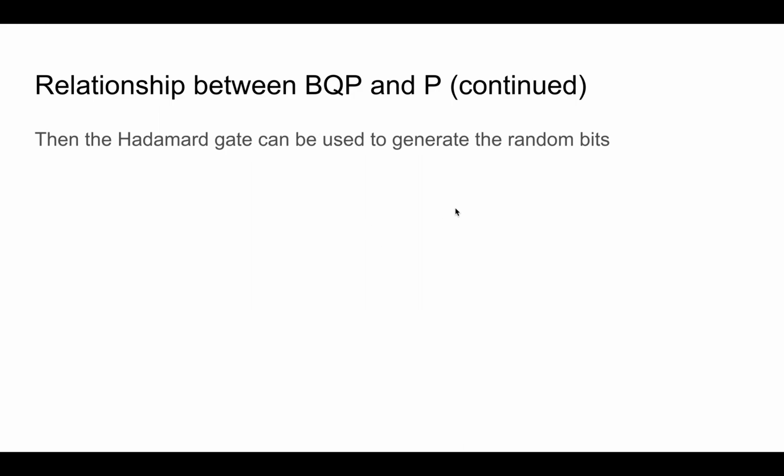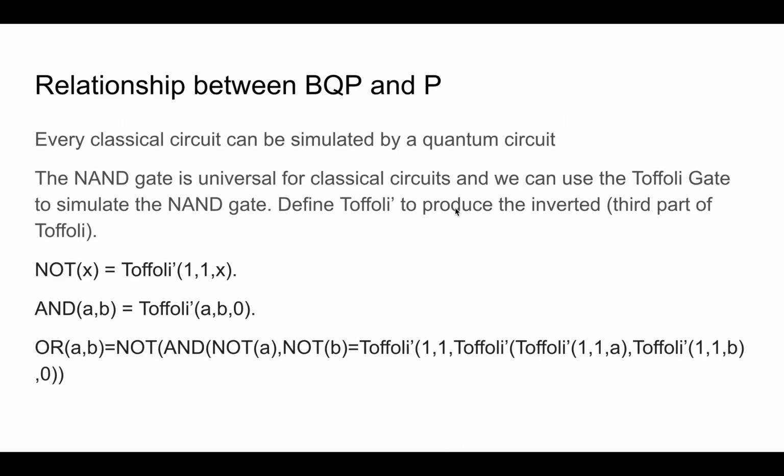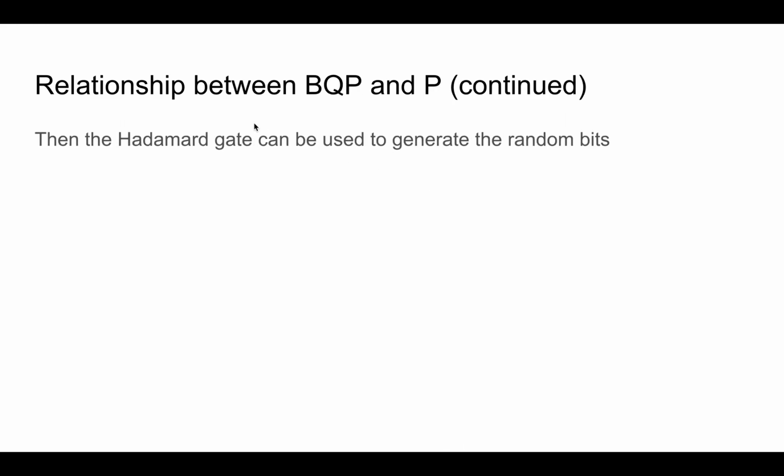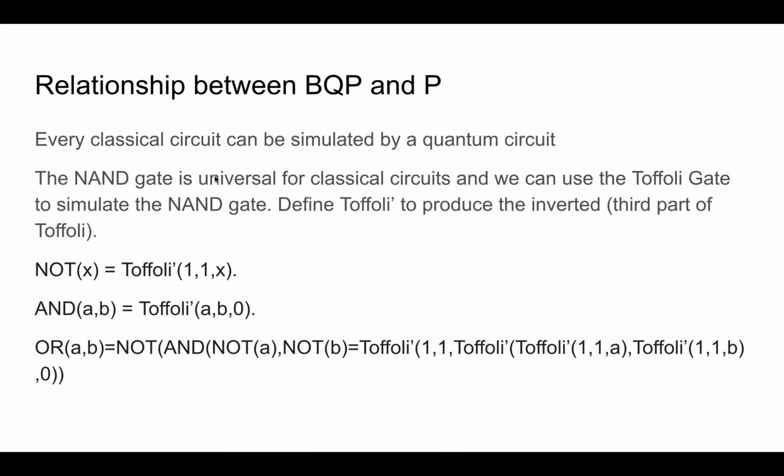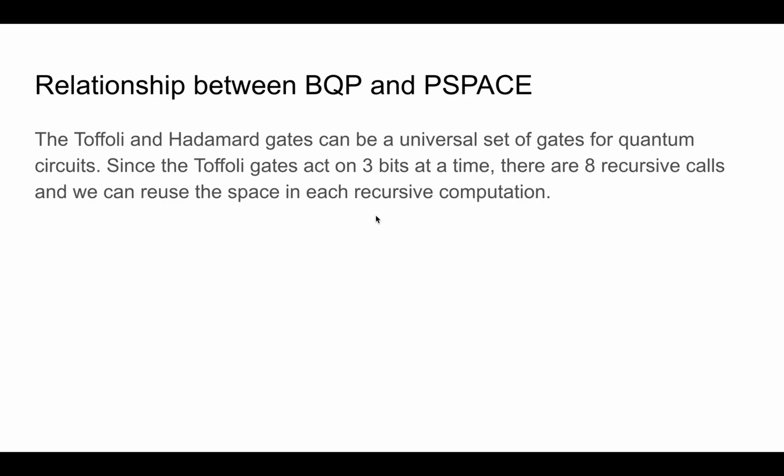Now we'll talk about the relationship between BQP and P. Okay, so actually this one should be, yeah. Just now I forgot to explain also that to get the bits for the classical circuits, we can use the Hadamard gate. Yeah, so that's something to keep in mind.